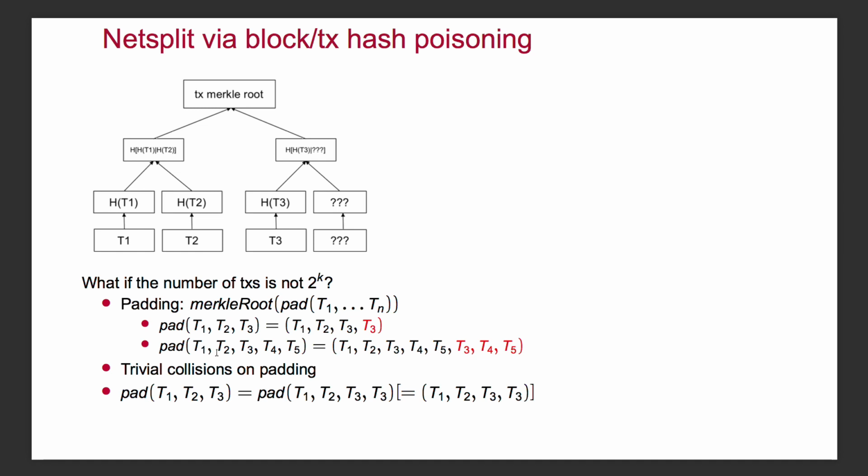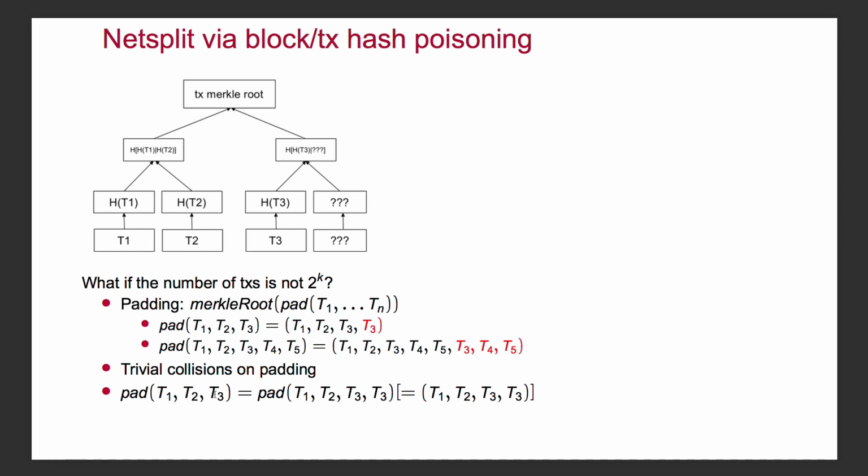Or if there are 5 transactions, it's just going to take the last 3 transactions and copy them in the end to reach the 3, which is 8, and basically pad transactions that are needed to fill out these question marks here. So it's again a very simplistic padding scheme, and it's easy to find collisions on this padding.